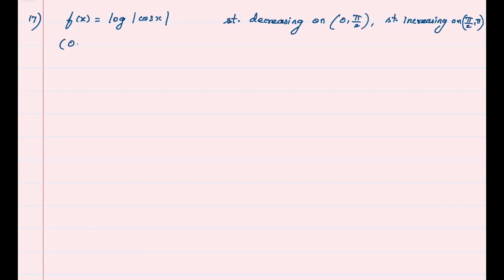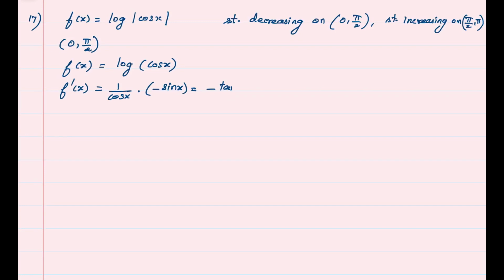Let us do for the first interval. This is the first quadrant. We know that in the first quadrant cos x is positive. Therefore, we can remove the absolute value sign. As it is positive in this interval, we get f of x is equal to log of cos x. Now we will differentiate. F dash of x is, chain rule has to be applied. Derivative of log is 1 upon cos x into derivative of cos x is minus sin x. We get minus tan x.